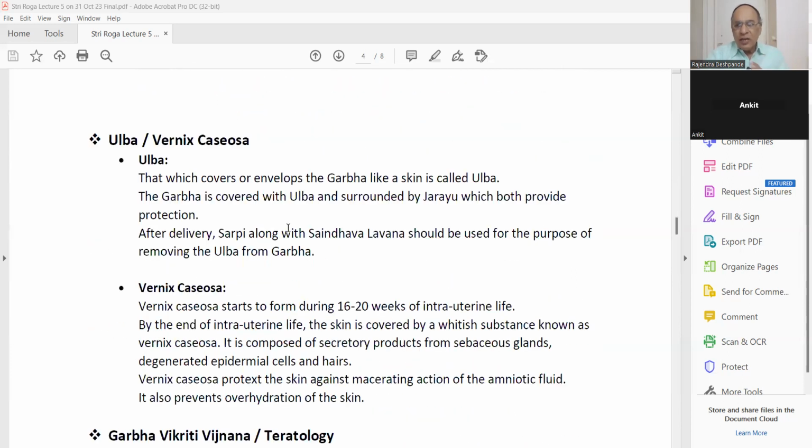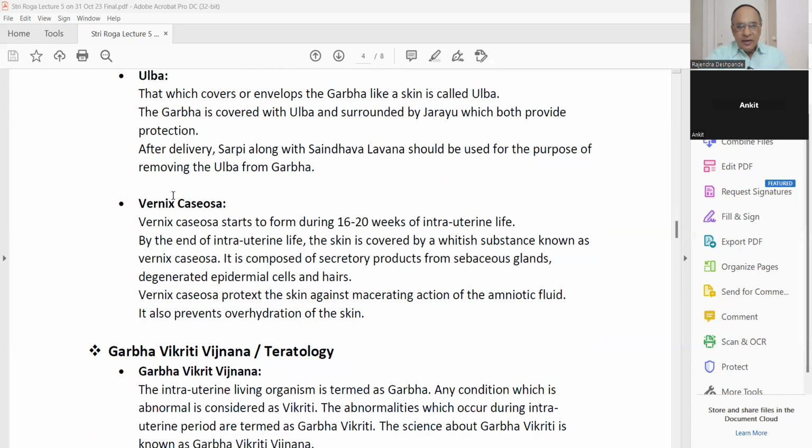Then we are going to see another important topic, that is Ulba. This is an Ayurvedic word. Please write it down. I am taking a little pause, a little breathing. Ulba. In Devanagari script also you can write it, which is called in modern obstetrics Vernix Caseosa. Many short notes are there: describe Ulba. What is Ulba? Or only Ulba, SAQ, 3 marks. So don't forget this topic. This is a very, very important topic.